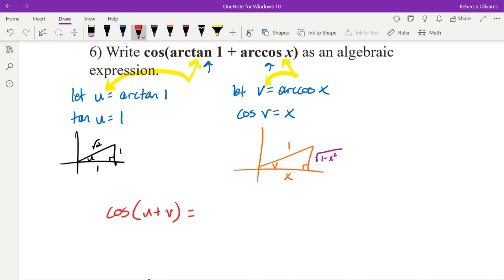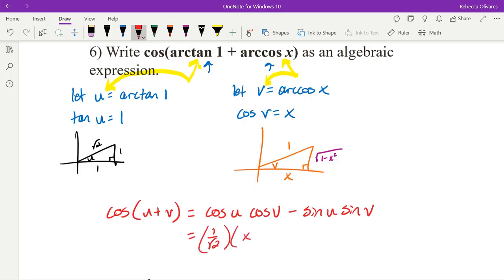We're going to say then that using the identity, that's going to be cosine of u times cosine of v minus sine of u times sine of v. So cosine of u, so looking at my triangle where I have the u labeled, well, that's going to be 1 over the square root of 2, which of course is root 2 over 2. Cosine of v, well, that was given to us.